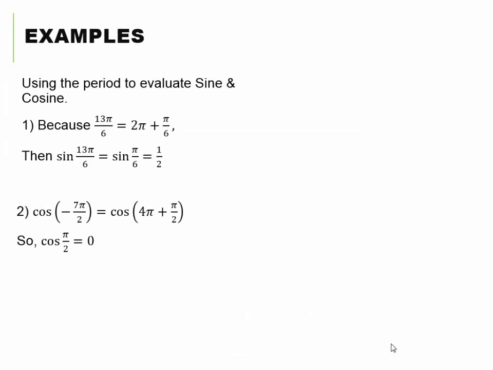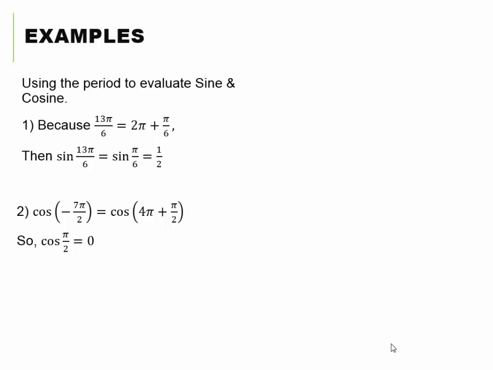So, let's look at an example here of a period. Go ahead and flip the page. Using the period to evaluate sine and cosine, we have these particular examples. Because 13 pi over 6 is equal to 2 pi plus pi over 6, that's 12 pi over 6 plus 1 pi over 6, then sine of 13 pi over 6 is equal to the sine of pi over 6. And the sine of pi over 6 is 1/2. We can do the same thing with that period, the same thing of what we add to it. So the 2 pi goes away, and we can simply do sine of pi over 6 because it's in the same position on the unit circle.